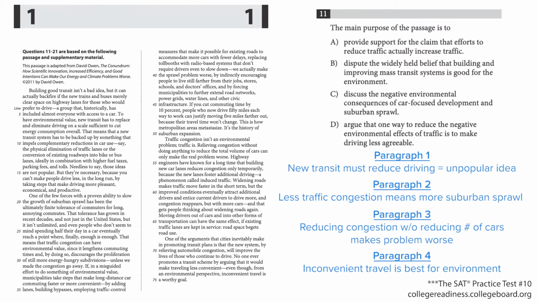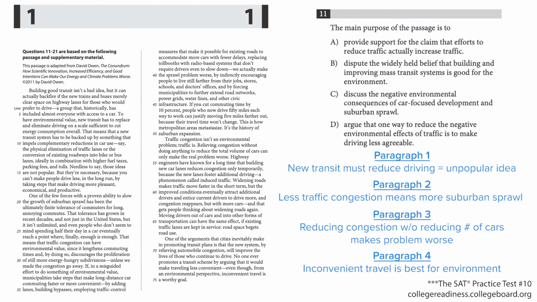Now, going back and taking a look at my annotations, I see that this idea of new transit reducing driving is unpopular. That's mentioned in paragraph 1. And then it's also mentioned sort of about the inconvenient travel being best for environment. It's also mentioned in paragraph 4. So that's mentioned in the introduction and the conclusion. So I'm going to say that that is a big part of the purpose of the passage, and paragraphs 2 and 3 provide supporting details. So let's see which answer choice matches the introduction and the conclusion.